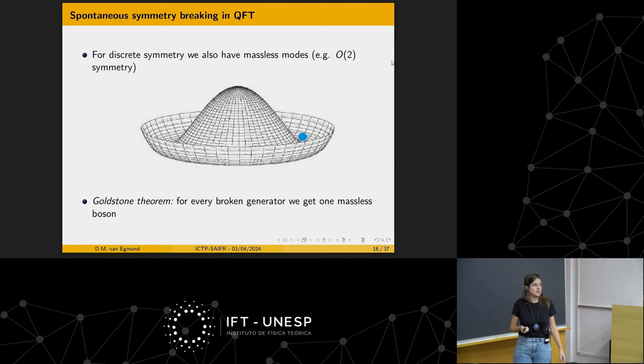So here we see the famous Mexican hat potential. This is what we call an O(2) symmetry. And if we have a continuous symmetry, we always have massless modes. So we have massive modes. Indeed, it costs energy to go up here, but there are also massless modes, directions in which it doesn't cost any energy. And Goldstone's theorem says then, Goldstone found that for every broken generator, so each group comes with a set of generators, if the group symmetry is broken, for every broken generator we get one massless boson, which is called a Goldstone boson.